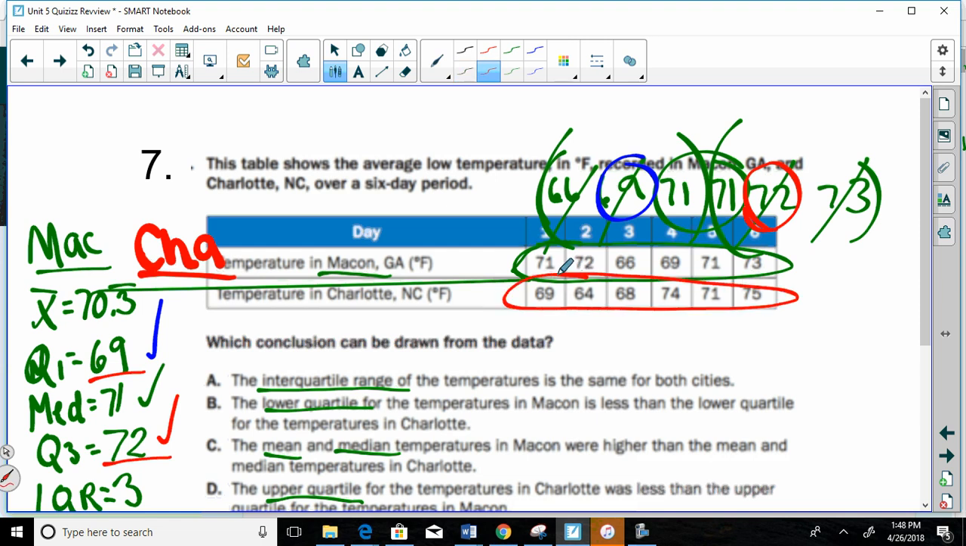Now you're going to do it with the second row. So now, in L1, write the second set of numbers in your calculator. So you know how to clear L1. Clear and enter. Now write those numbers: 69, 64, 68, 74, 71, 75.